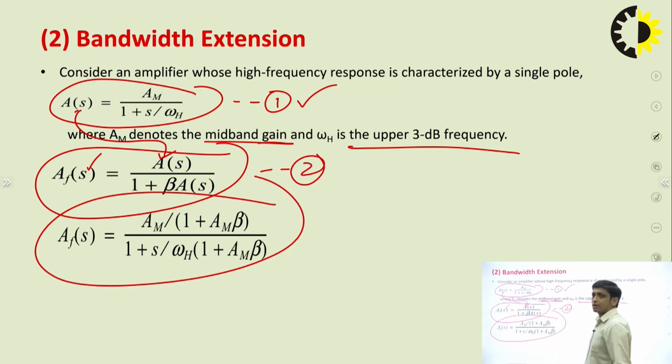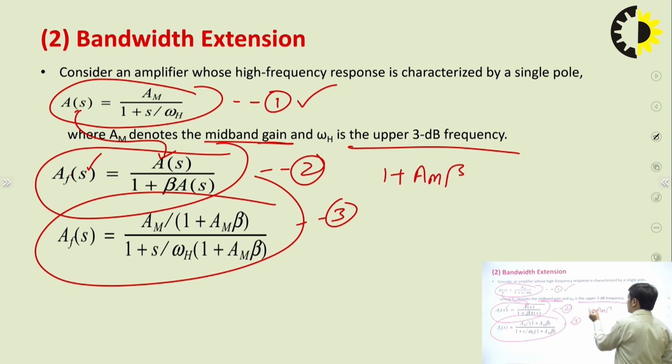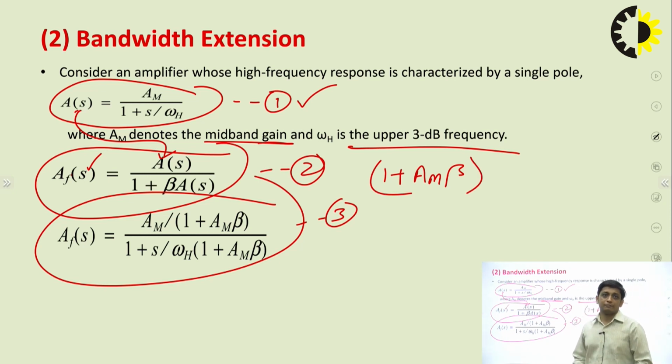get AF(s) is equal to AM upon 1 plus AM beta, upon 1 plus s by omega H upon 1 plus AM beta. So you can say that this is equation number 3, and just compare equation 2 and 3. So coming to the numerator part, in equation number 2, in the numerator there is A(s), in equation number 3, in the numerator there is AM upon 1 plus AM beta. It means that the midband gain is reduced by the factor 1 plus AM beta.